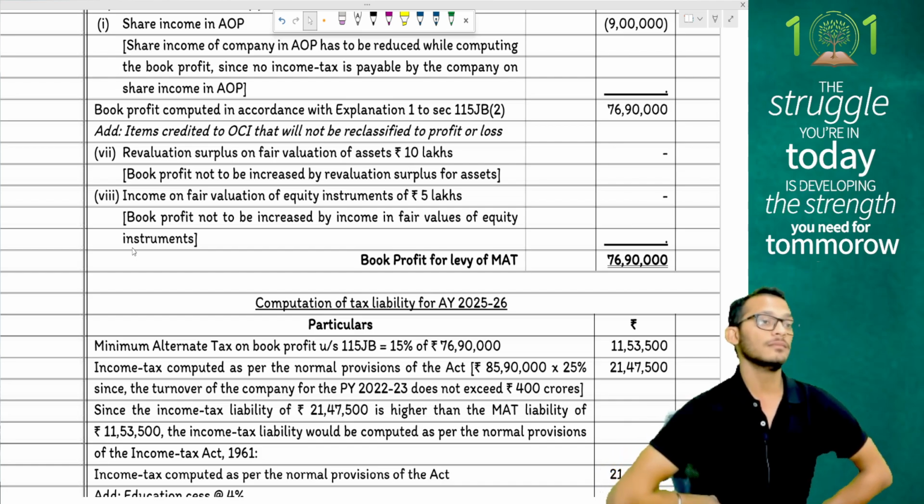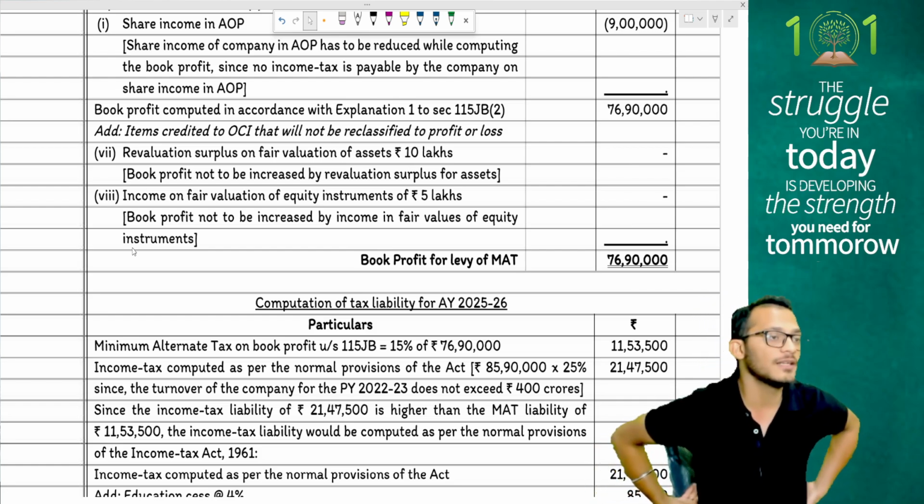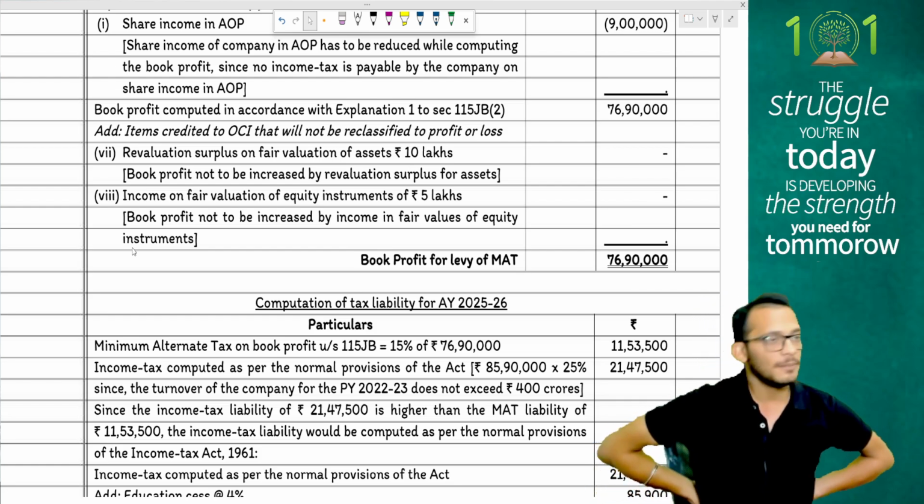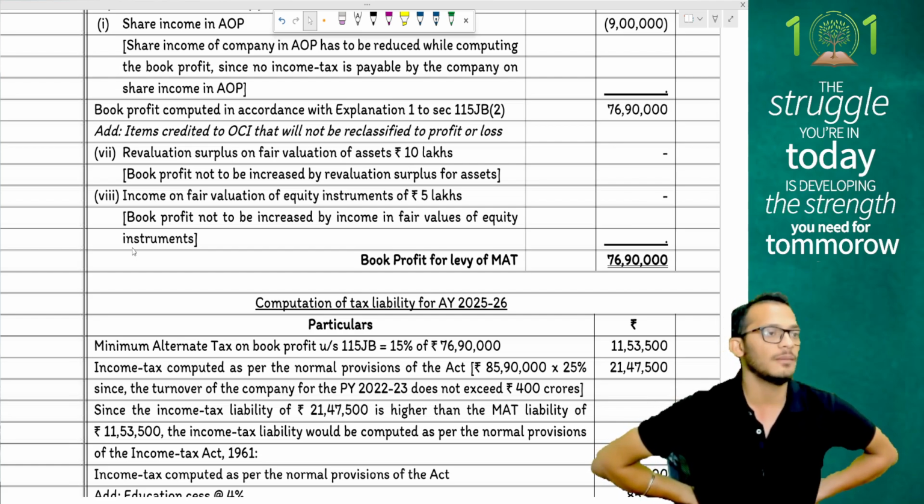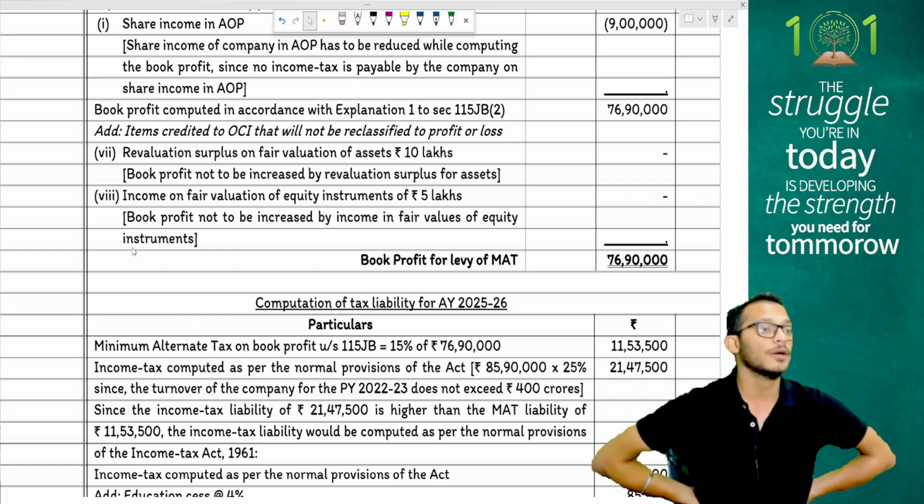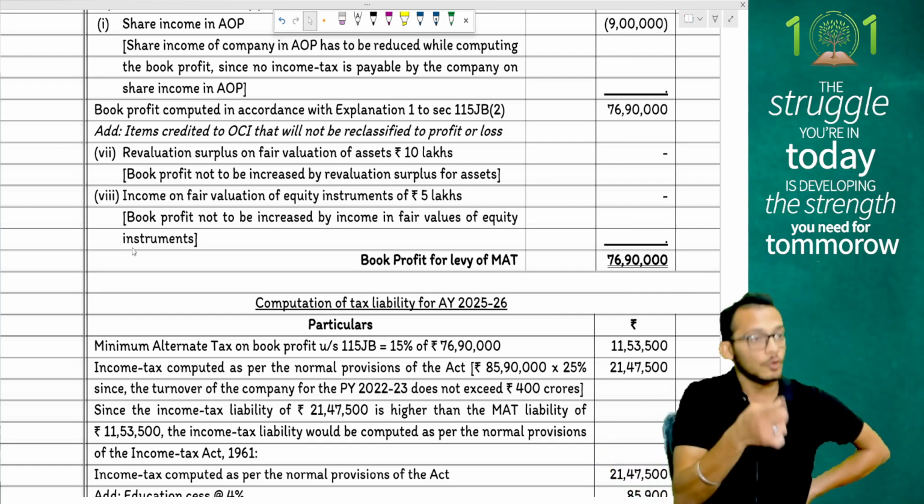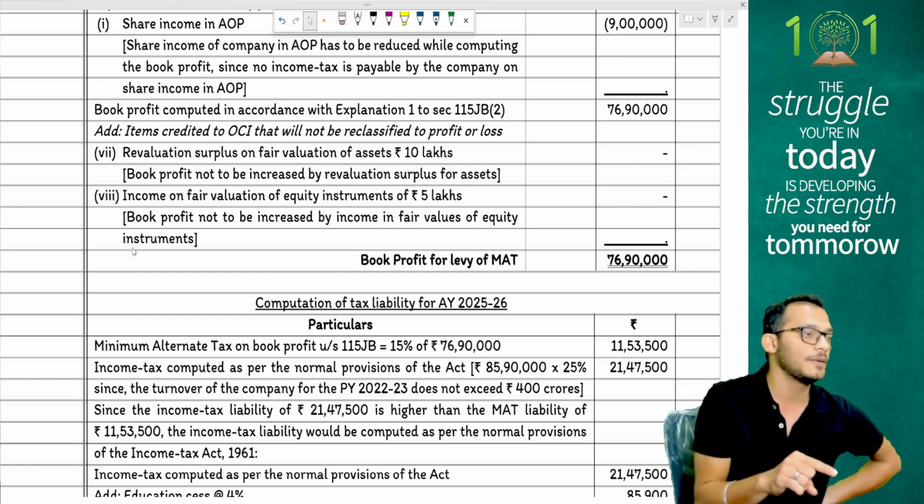Is it there in the P&L? It's not there in the P&L. Now comes the question: if it is not there in the P&L, should you take it into consideration? As per MAT computation, Ind AS rules, they say only consider those items which are part of OCI and are not going to be reclassified to P&L on a subsequent date.